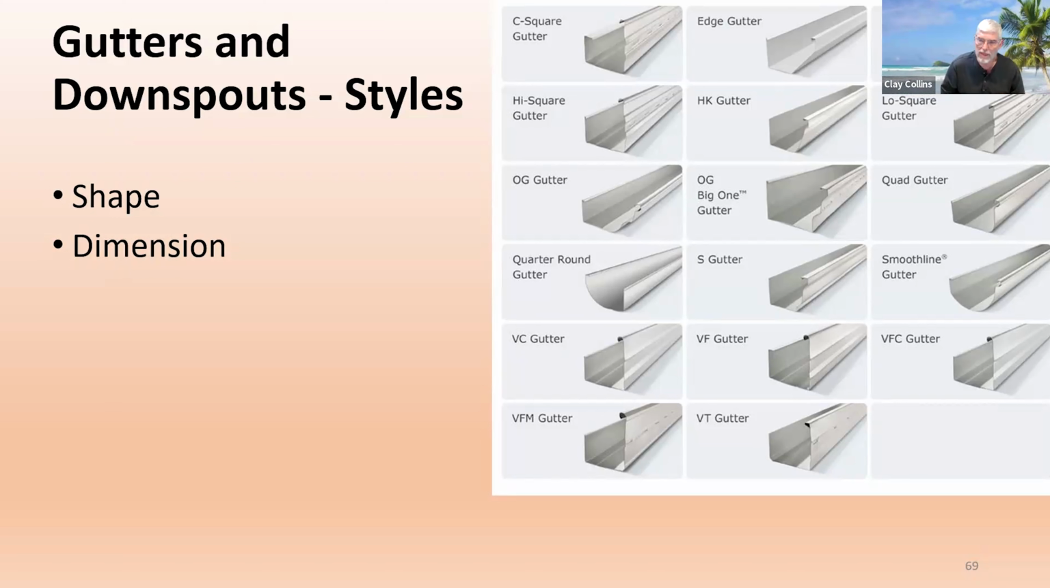The shape is generally for aesthetics, but the reality of it is that there aren't that many shapes that get installed. The K-style gutter or the S gutter, I think, are the most common gutters that you see out there, especially on the seamless.